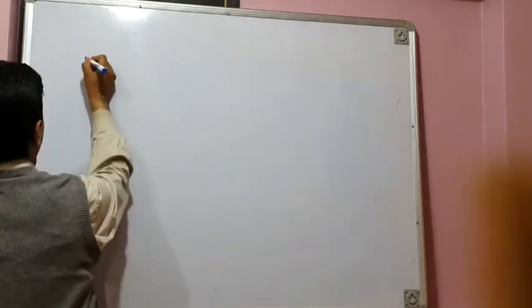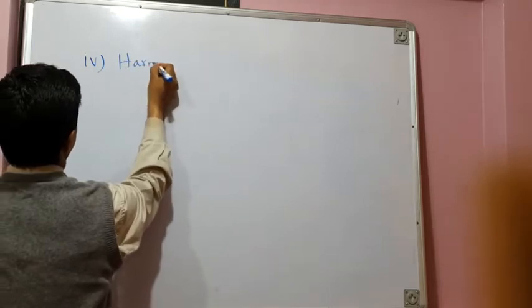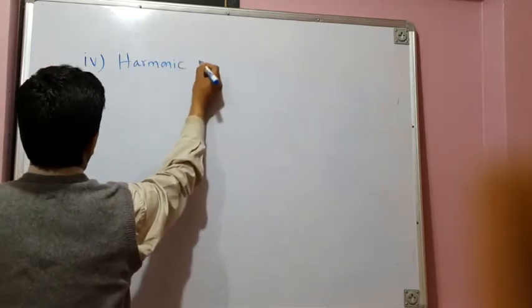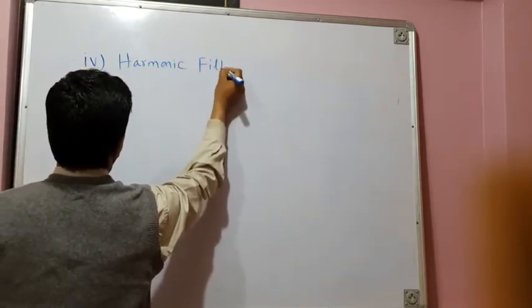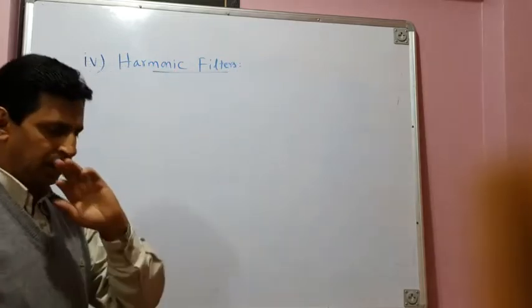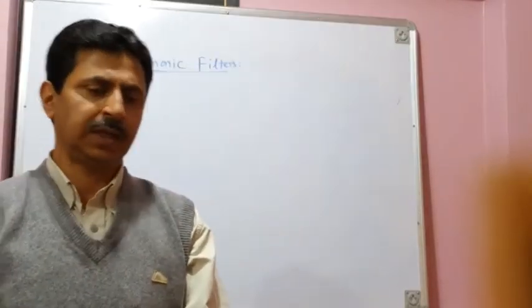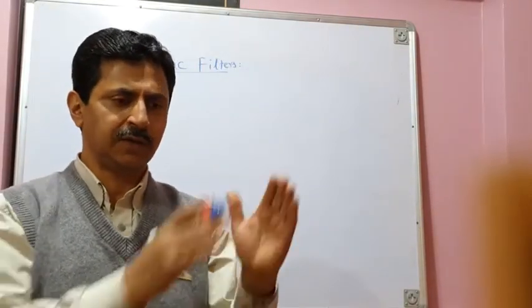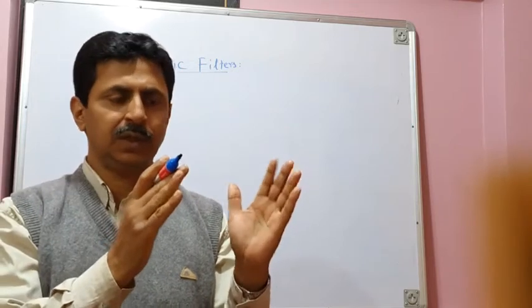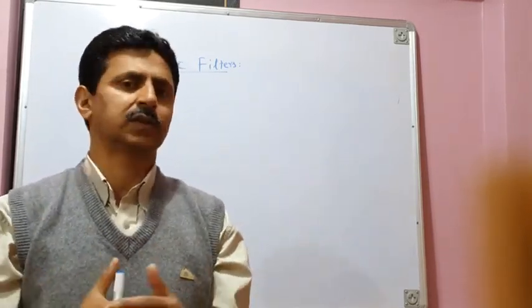The fourth part is harmonic filters. Now, why do we need harmonic filters? In an HVDC transmission system, we have converters on both sides. In one converting station we have converters, and in the other converting station also we have converters.